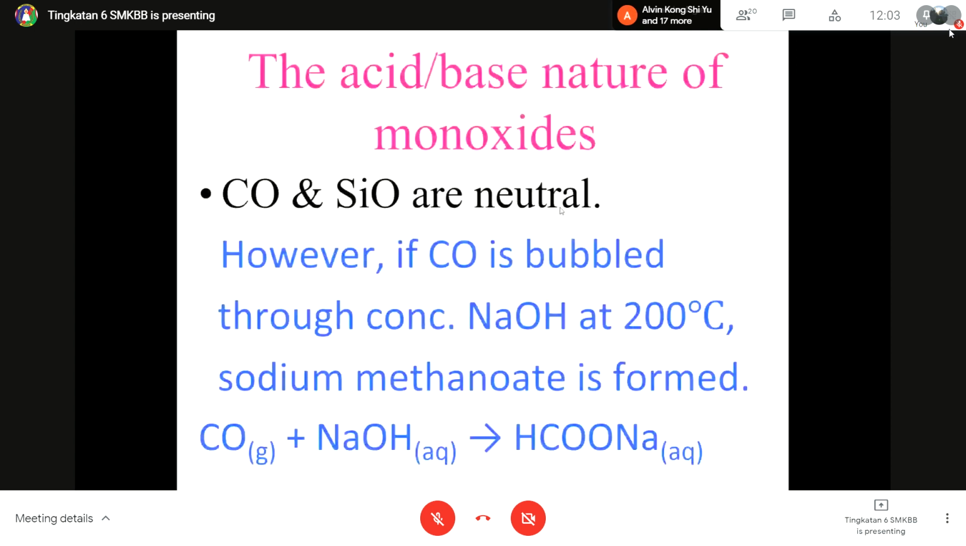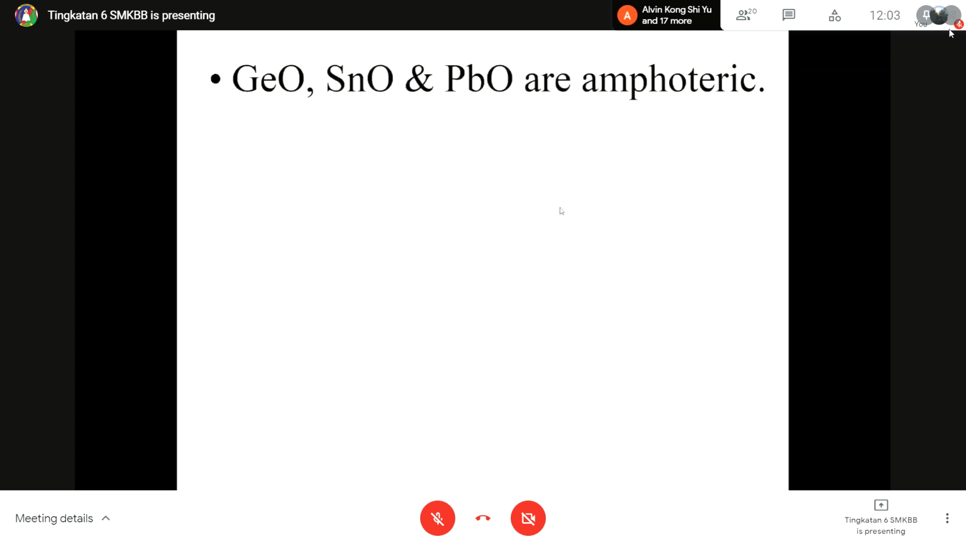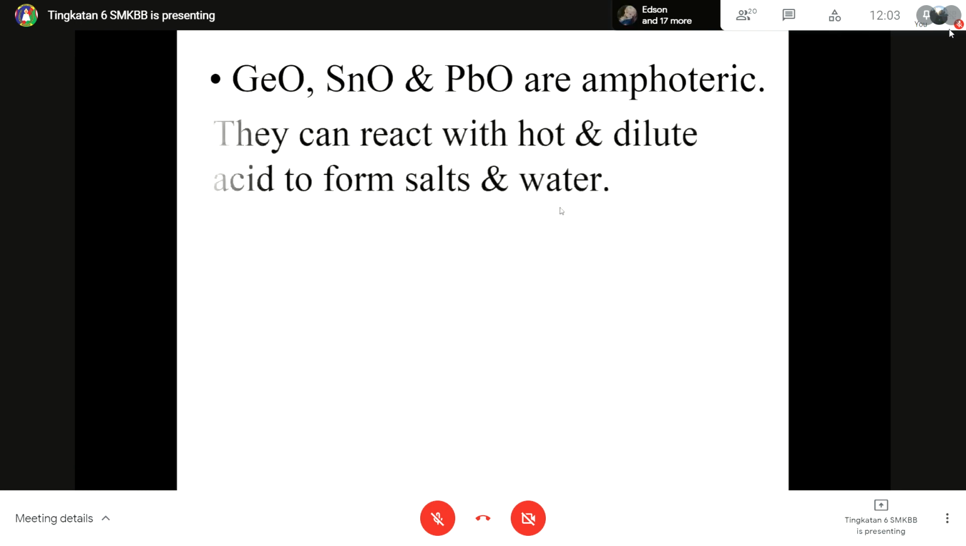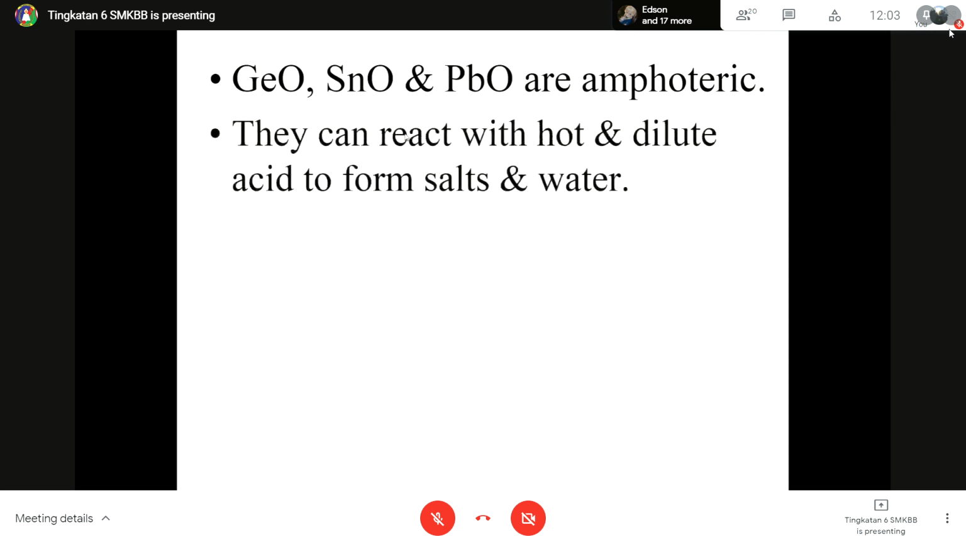So amphoteric means they can react with both acid and alkaline, produce salt and water, isn't it? Or at least produce salt. So, okay, that means all these three can react with hot and dilute acid, forming salts and water. Okay, so react with acid, you get salt and water.